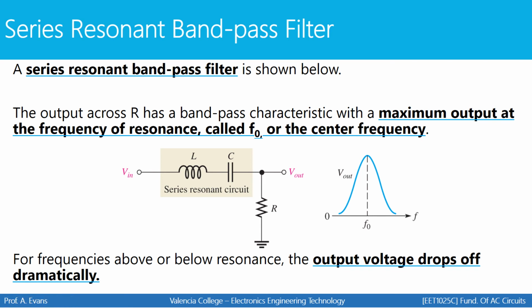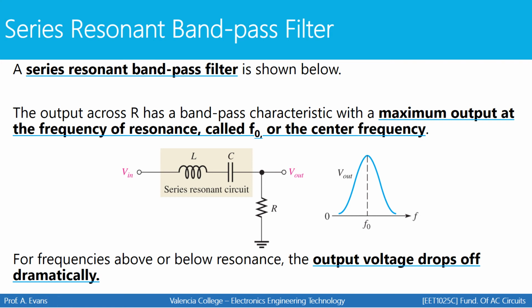When you're not at the resonant frequency, the two values for the impedances for the inductor and the capacitor will no longer be equal and opposite. So you will have an impedance that's going to affect the output voltage of your circuit. So at the resonant frequency, we're going to get our maximum output voltage at that point.